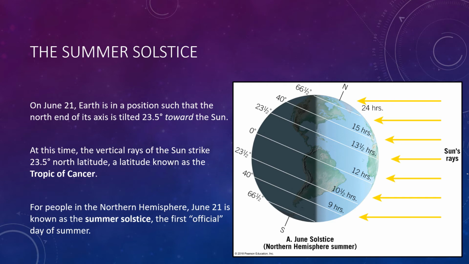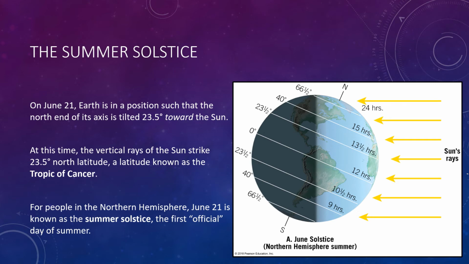Historically, 4 days each year have been given special significance based on the annual migration of the direct rays of the Sun and its importance to the yearly weather cycle. On June 21st or 22nd, Earth is in a position such that the north end of its axis is tilted 23.5 degrees toward the sun. At this time, the vertical rays of the sun strike 23.5 degrees north latitude, a latitude known as the Tropic of Cancer.